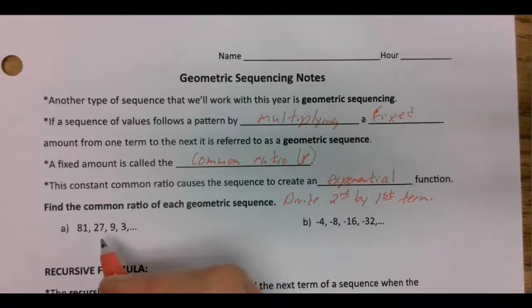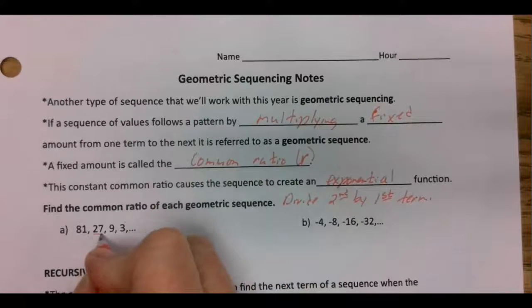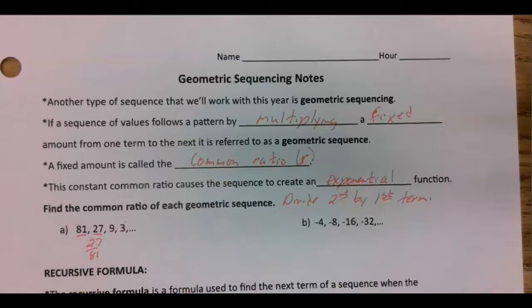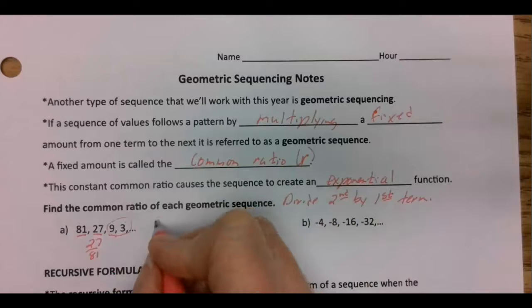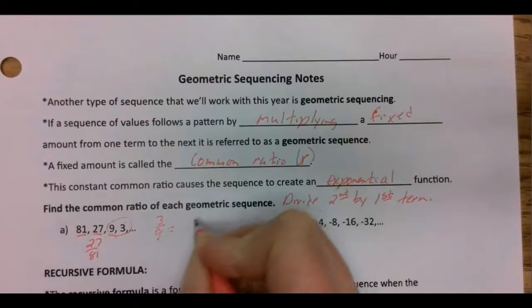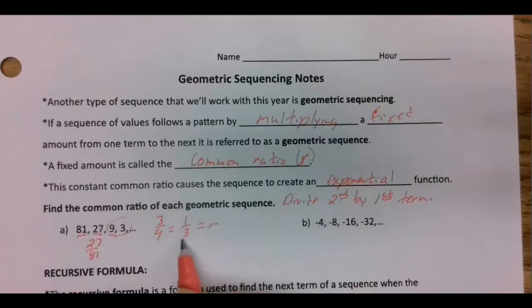Okay? So if I were doing second term divided by first term, I'd take 27 over 81. I'd reduce that down to lowest terms. I'm going to take the smaller ones because it's easier. I'm going to take 3 divided by 9, reduce that down to lowest terms, that's 1/3. So the common ratio is 1/3.